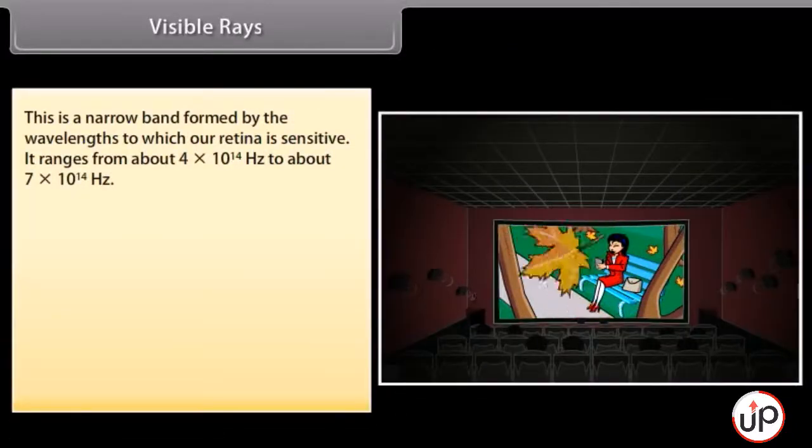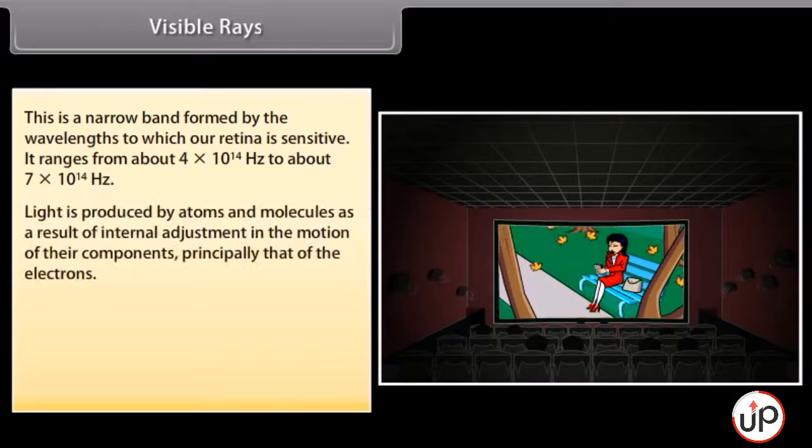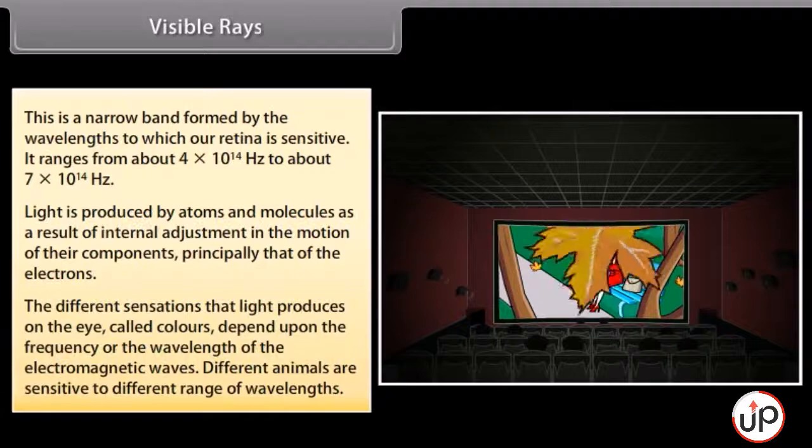Visible rays. This is a narrow band formed by the wavelengths to which our retina is sensitive. It ranges from about 4 × 10^14 Hz to about 7 × 10^14 Hz. Light is produced by atoms and molecules as a result of internal adjustment in the motion of their components, principally that of electrons. The different sensations that light produces on the eye, called colors, depend upon the frequency or the wavelength of the electromagnetic waves. Different animals are sensitive to different ranges of wavelengths.